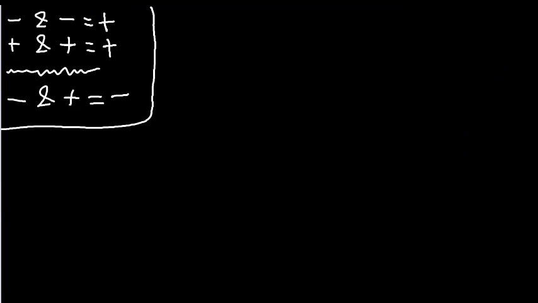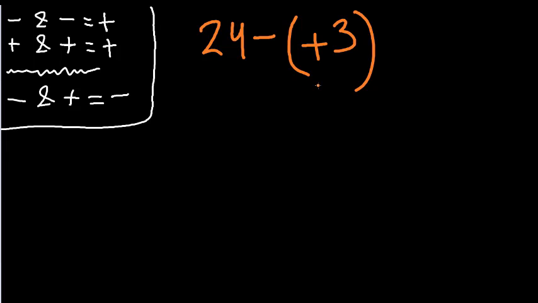Okay, so let's work on a few more questions. Say we have a question like 24, and it's a positive 24, minus positive 3. We're going to work that one out. So I just drew the box here with all the formulas. So if we look at the box, we see that a negative and a positive equals a negative. So we're just going to work that out.